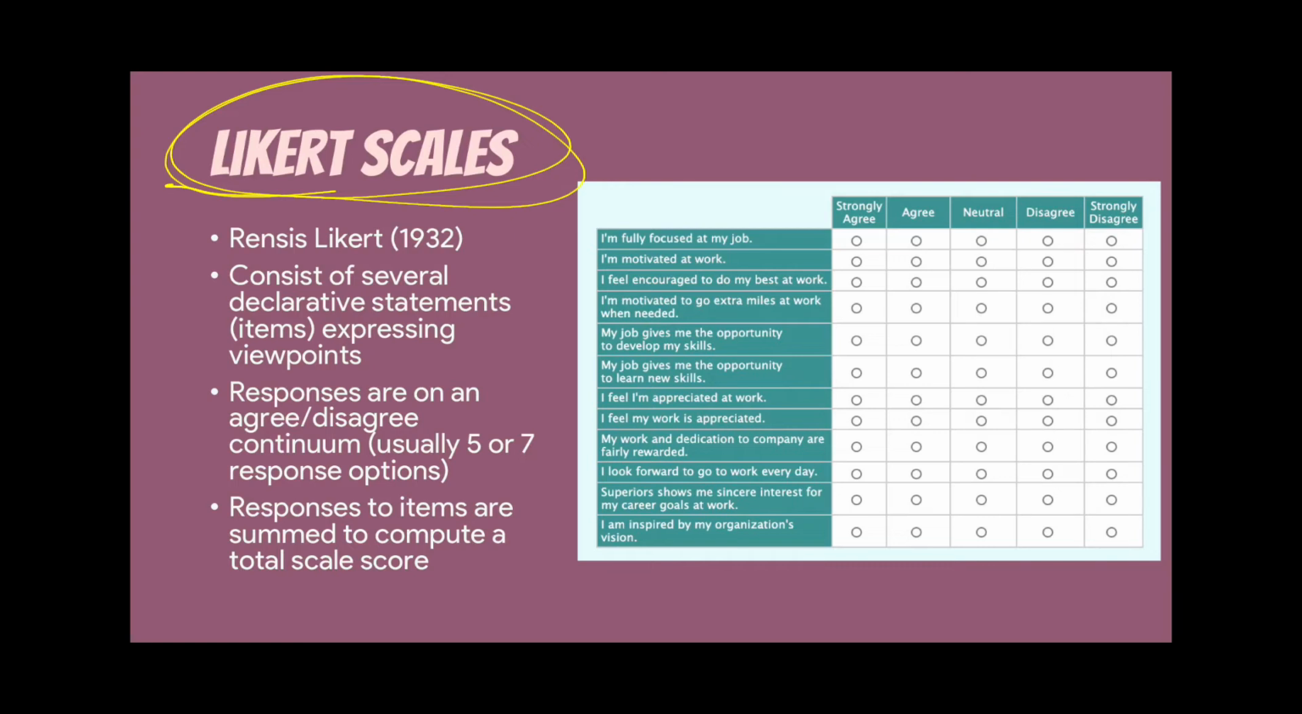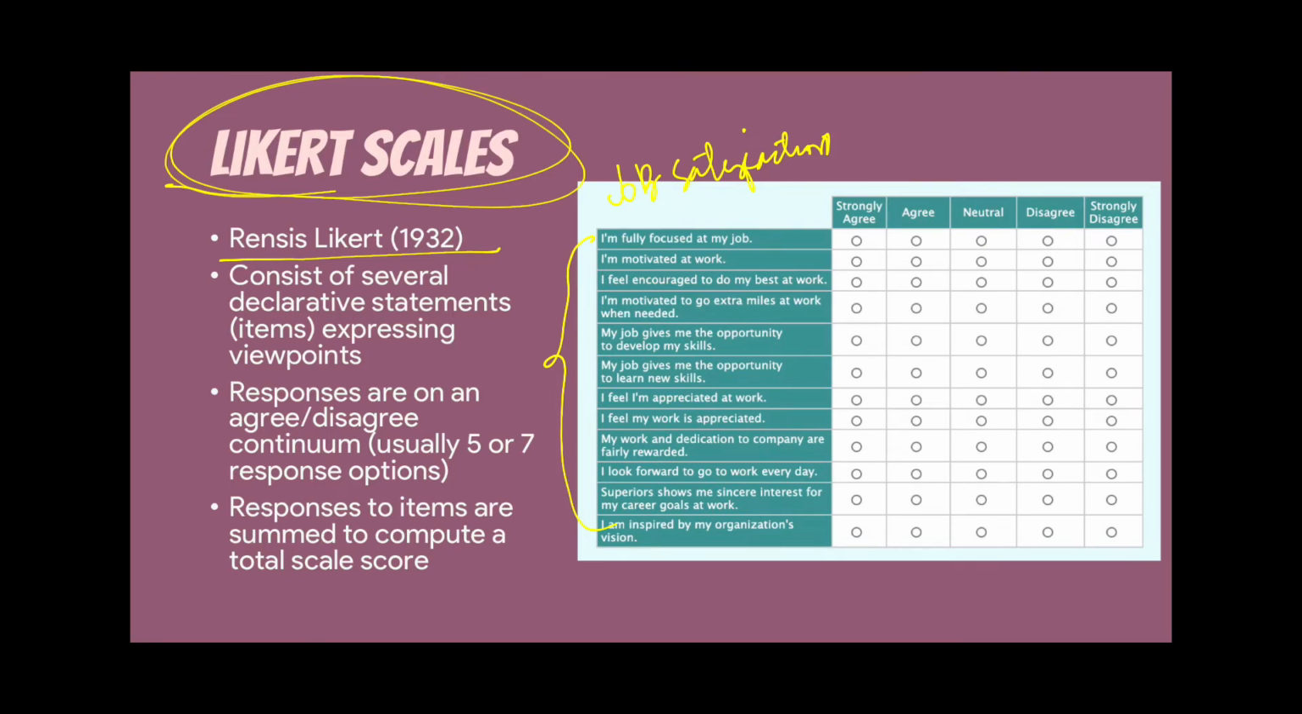So again, the Likert scale was introduced by Rensis Likert in 1932. It consists of several declarative statements that express viewpoints. For example, in this case, this is job satisfaction. For the questions, you would see that these are indicators or statements that have something to do with job satisfaction, in many facets of job satisfaction.